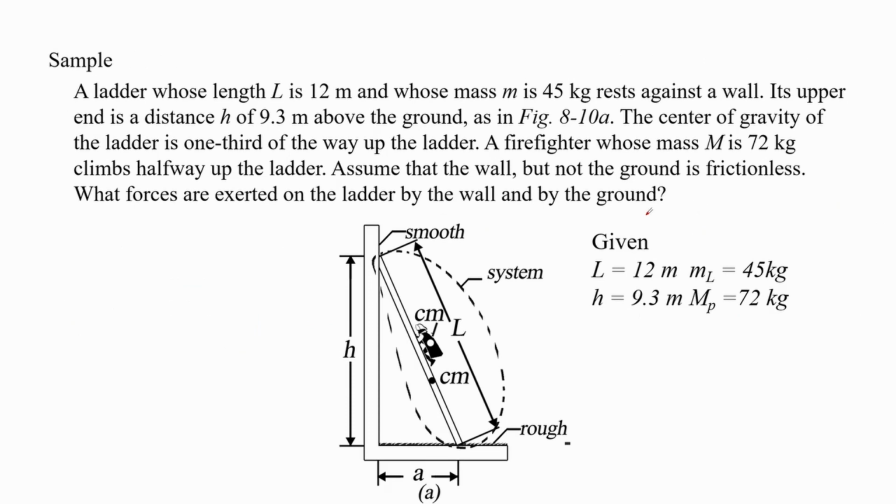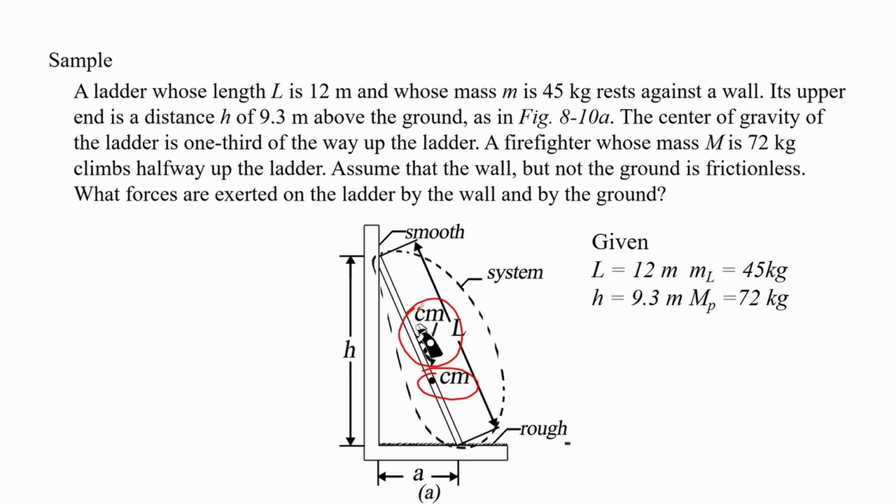Here we have a ladder whose length L is 12 meters and whose mass M is 45 kilograms rests against a wall. Its upper end is a distance h of 9.3 meters above the ground. The center of gravity of the ladder is 1/3 of the way up the ladder. A firefighter whose mass M is 72 kilograms climbs halfway up the ladder.